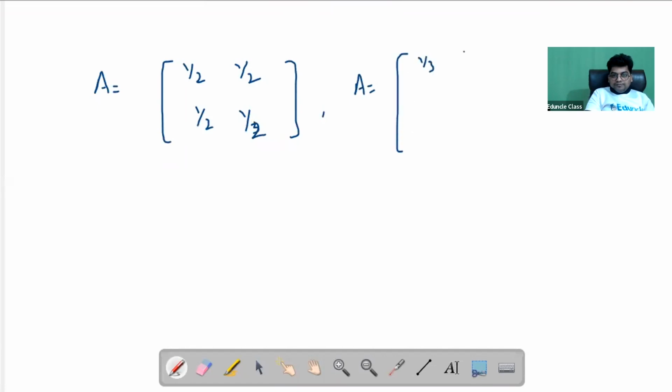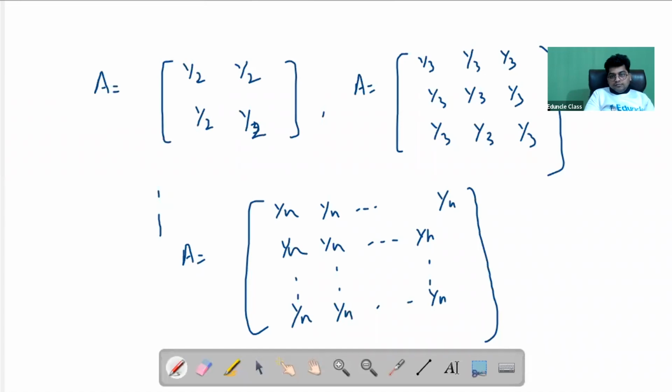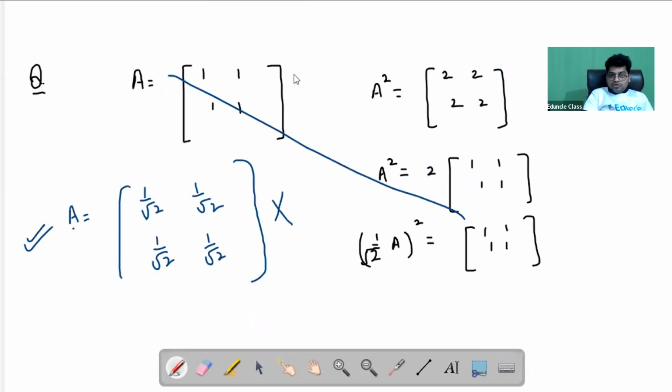If you take 1/3 of it, check it. Can I say all these are idempotent matrices? Check it, this is idempotent, yes or no? All these are idempotent matrices. These are very important problems which can be used in some problems, that's why I am saying please understand this problem.